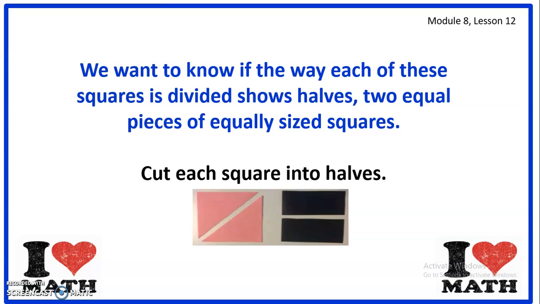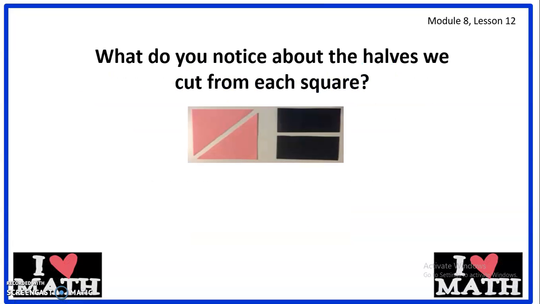Now, let's see what we have here. I want to show you if each of these squares is divided into halves, 2 equal pieces of equal size squares. Now, these are halves, right? This is also another half. So you can do your half in different patterns. The pink and the black are both halves, right?